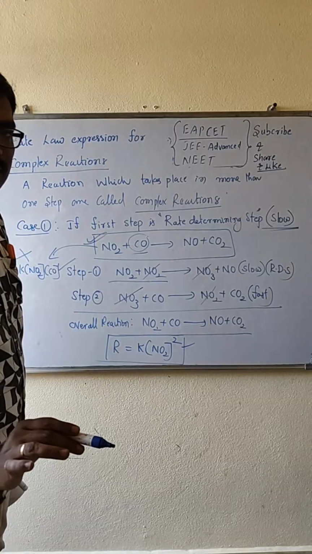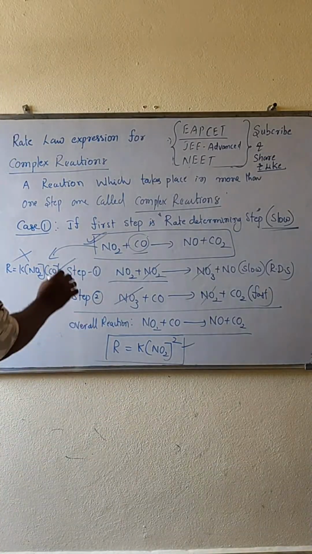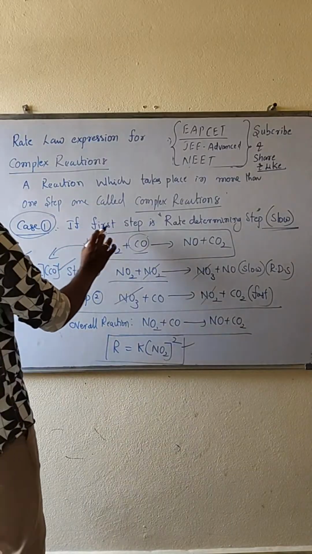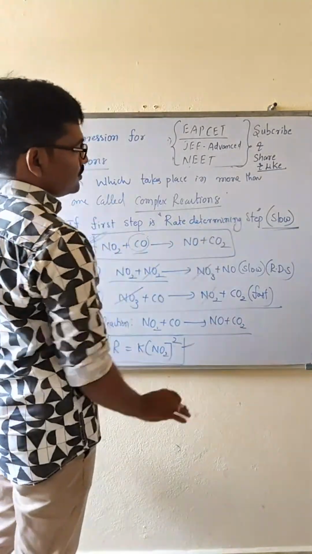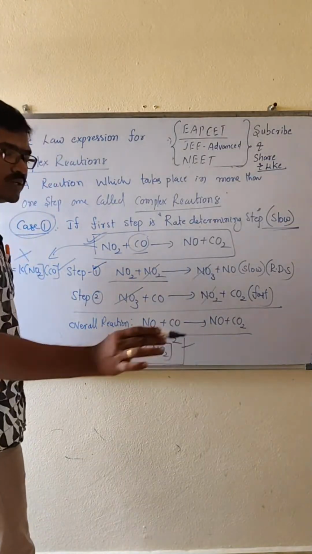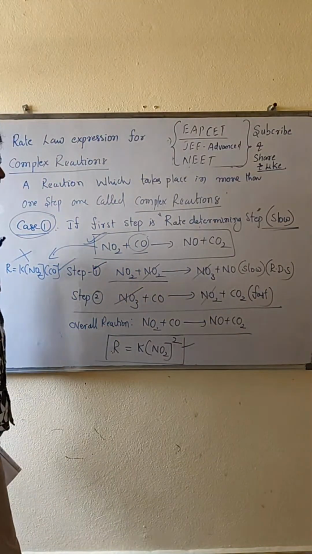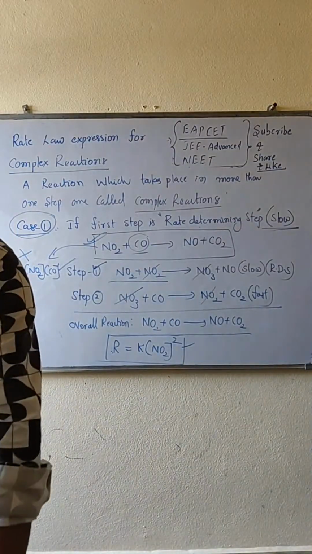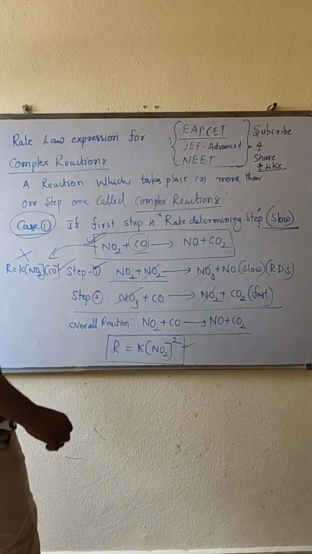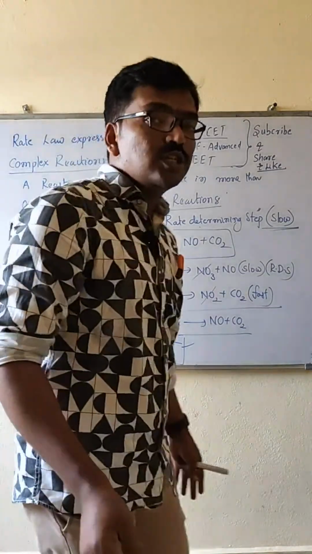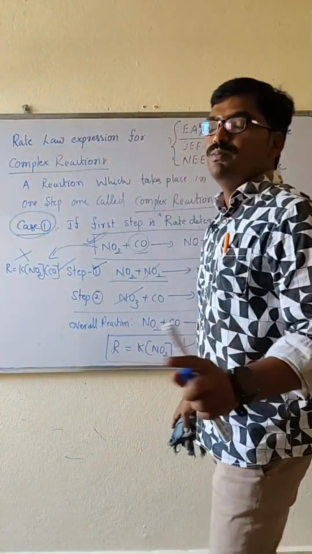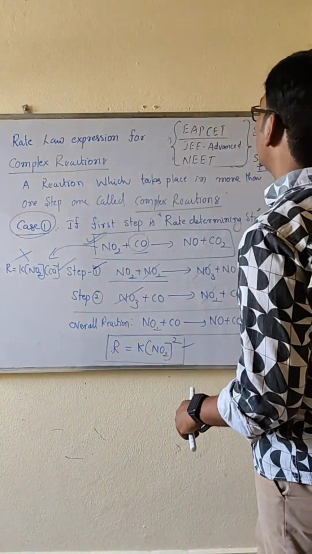Understand, my dear students? Is it making sense? So this is case number 1. In case number 1, what we are saying is that the first step is the rate determining step. You have to take the rate determining step and express the rate law based on it. Clear? So second, what I told: in a complex reaction, if the first step is not the rate determining step, what happens?